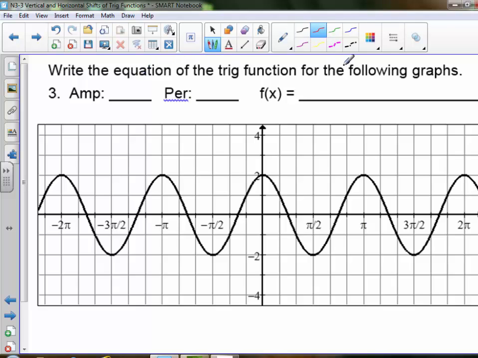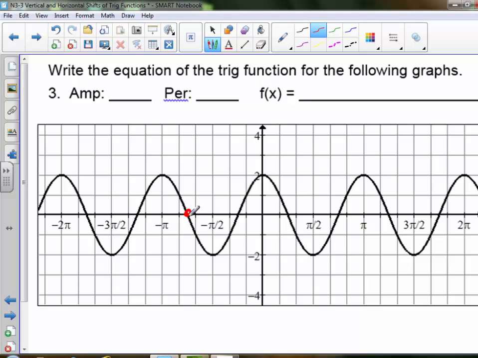Write the equation of the trig function for the following graphs. Okay, so we're going the other way around. They've already graphed everything out. Now we've got to figure out, well, what is the equation? Okay, so we have to decide first, is this cosine or sine? Well, the truth is we can have an argument for either.